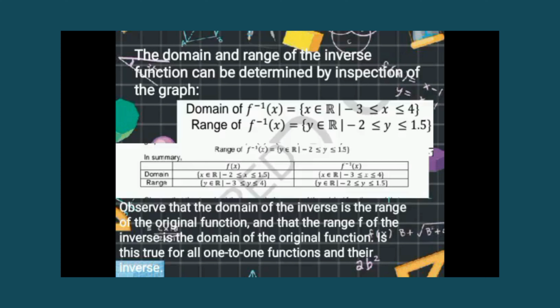Observe that the domain of the inverse is the range of the original function, and that the range of the inverse is the domain of the original function. Is this true for all one-to-one functions and their inverse?